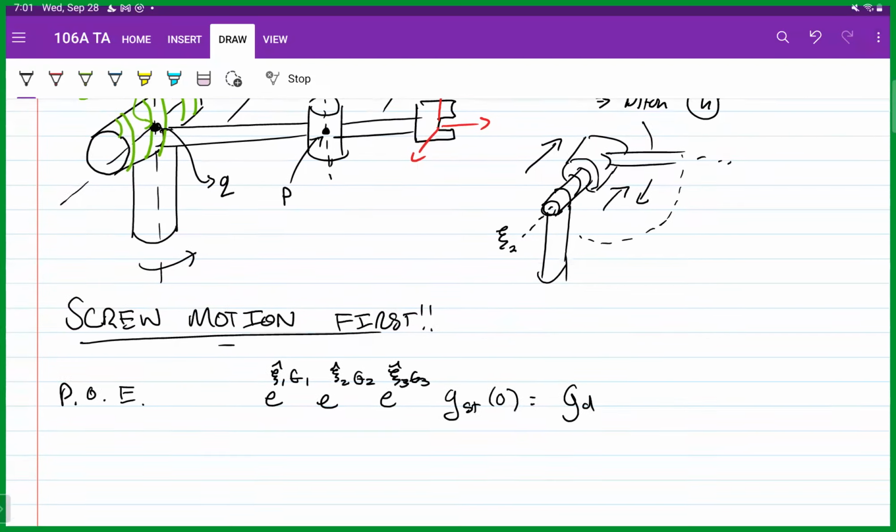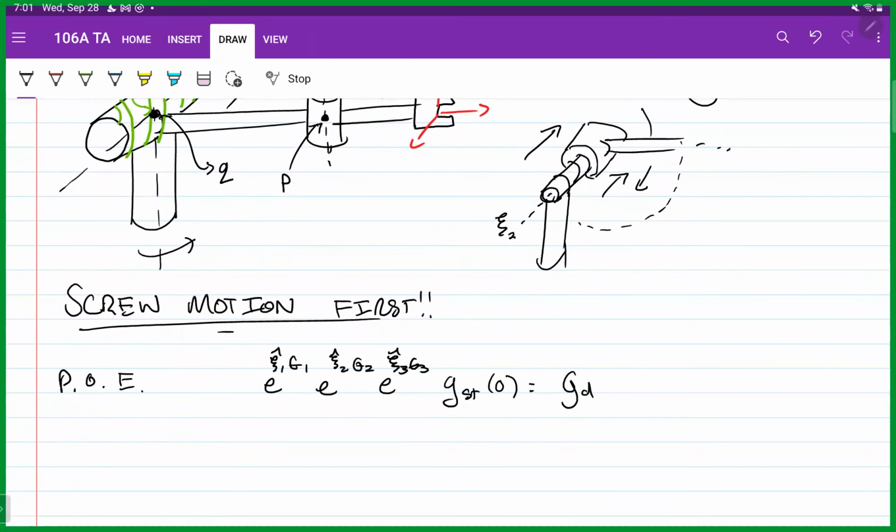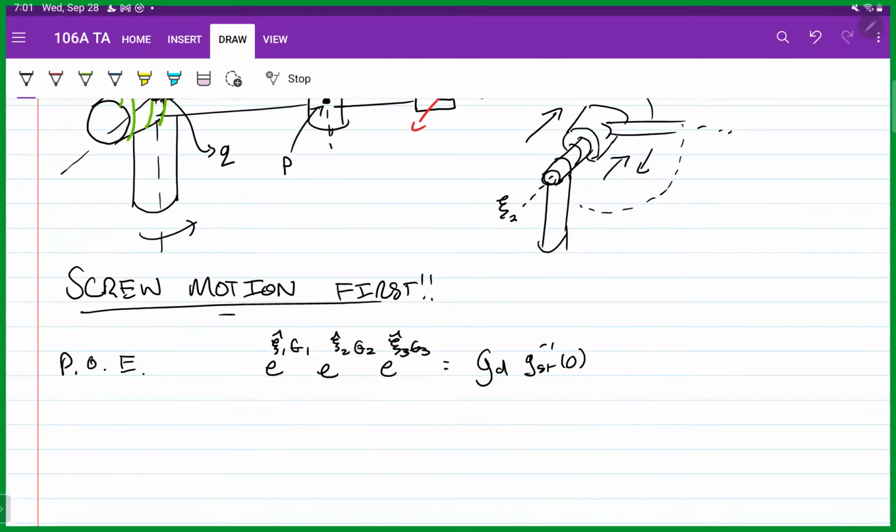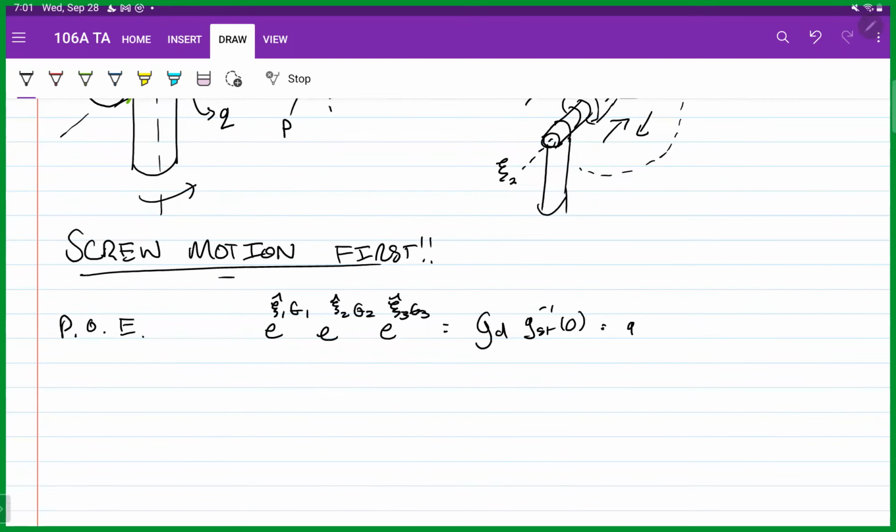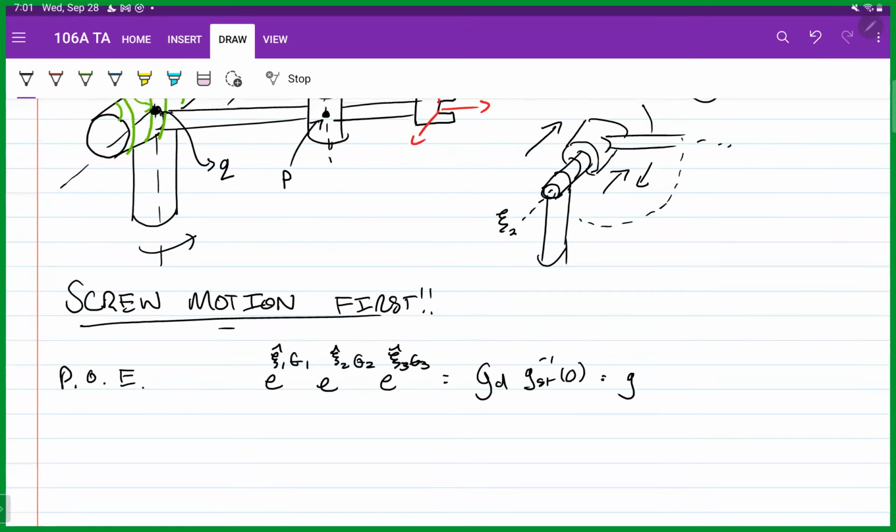So I'm going to multiply both sides by the inverse of G_ST of 0. I would also be multiplying that right there, but I'll save us the time and just write it like that. Once again, I'm just going to call this G to make it easy for our bookkeeping purposes. So now we have e to the xi 1 theta 1, e to the xi 2 theta 2, e to the xi 3 theta 3 over here.